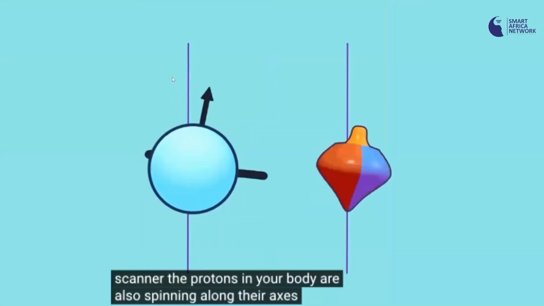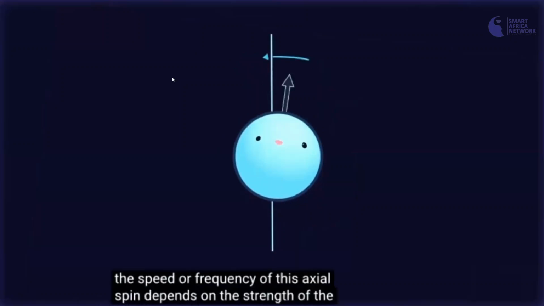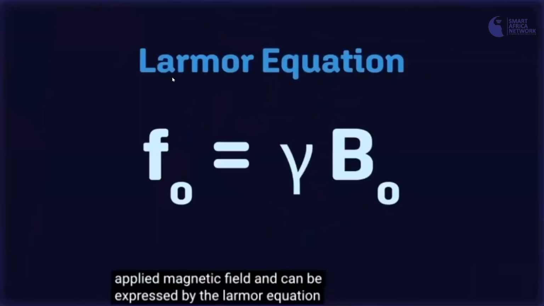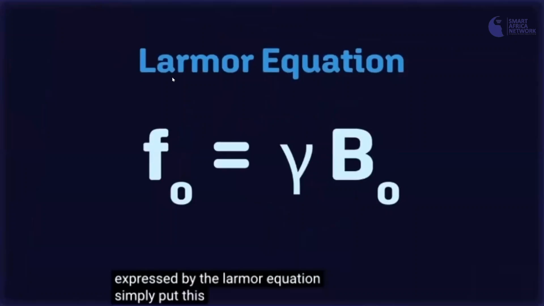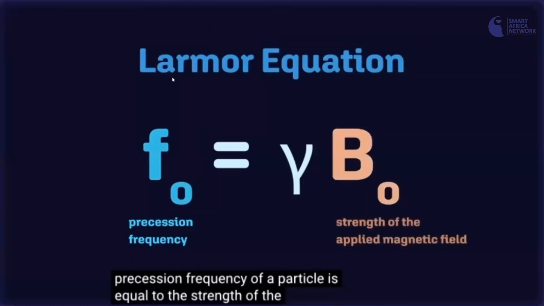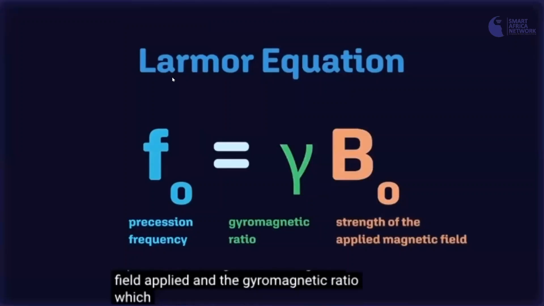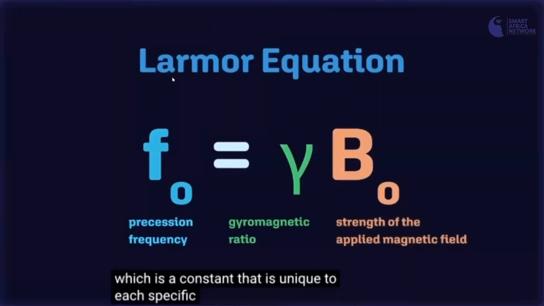The speed or frequency of this axial spin depends on the strength of the applied magnetic field and can be expressed by the Larmor equation. Simply put, this equation states that the precession frequency of a particle is equal to the strength of the magnetic field applied and the gyromagnetic ratio, which is a constant that is unique to each specific nucleus or element.